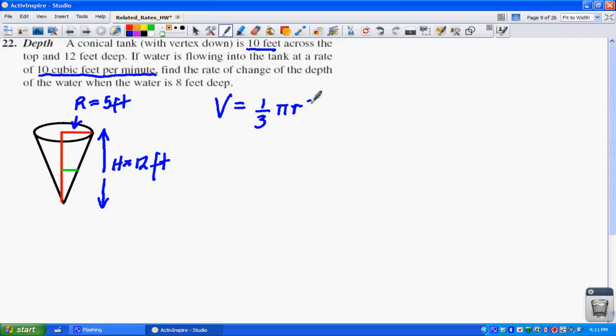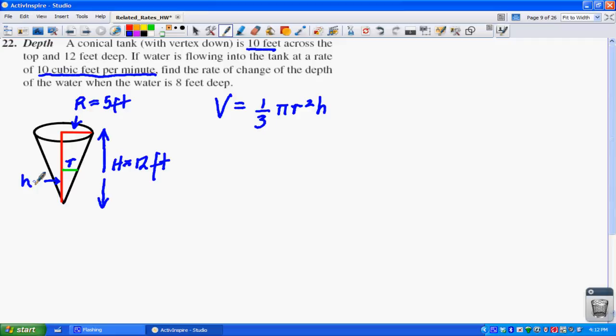V equals one third pi R squared times height. Now this little r here is representative of this one right here. And this little h is not the total height of the tank, but rather the height of the water at some point in time, the depth of the water. Basically, this piece right here is going to be our little h.